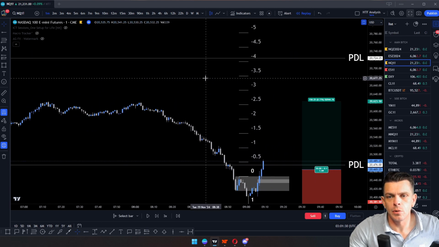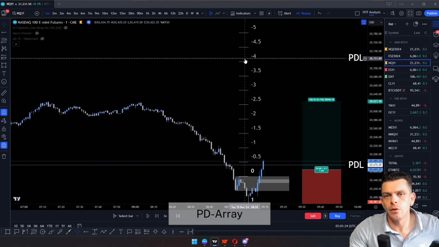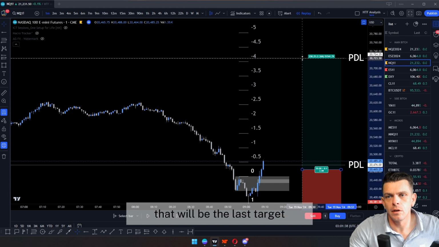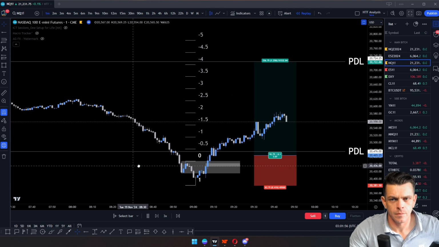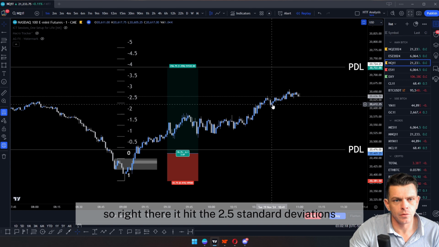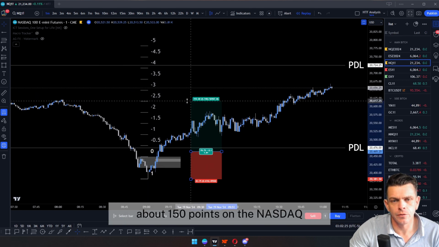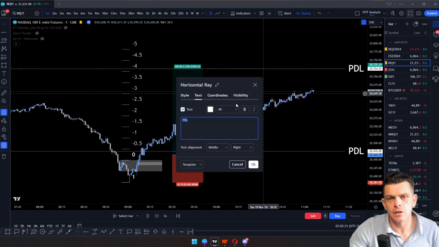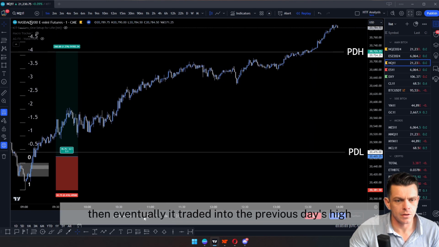And then as per the trading strategy, for standard deviations or a PD array or liquidity pool around 4 standard deviations, that will be the last target. So let's see how this continues to play out. All right, so right there it hit the 2.5 standard deviations. So that would have been about 150 points on the Nasdaq, and the ultimate target being the previous day's high. All right, and eventually it traded into the previous day's high.